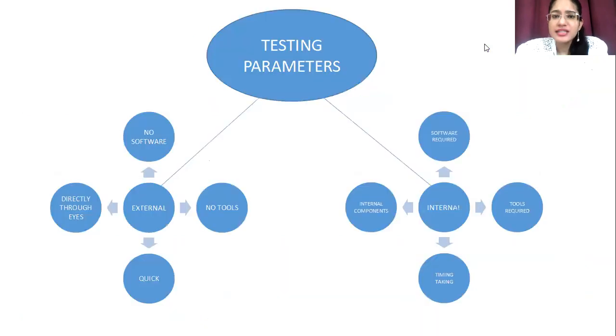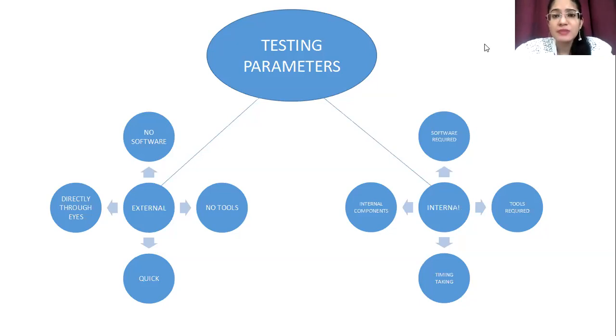Now let us come to the testing parameters, because we know that testing is important. Let us talk about what kind of testing parameters it has. It usually has two types of testing parameters, internal and external. These are the major classification of parameters, which can be analyzed on the basis of whether software or tools are required or not. External parameters do not require any software because they can be seen directly through the eyes, or we do not require any highly specified gadgets for that.